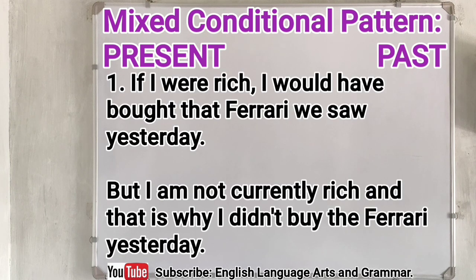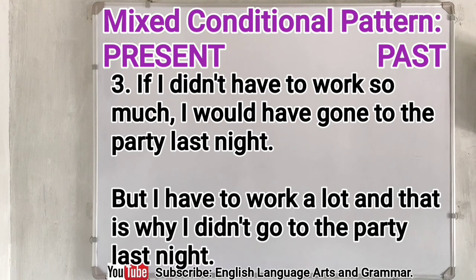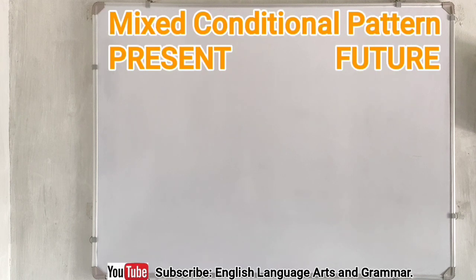Example 1. If I were rich, I would have bought that Ferrari we saw yesterday. Example 2. If Sam spoke Russian, he would have translated the letter for you. Example 3. If I did not have to work so much, I would have gone to the party last night. Some examples by using present and future.